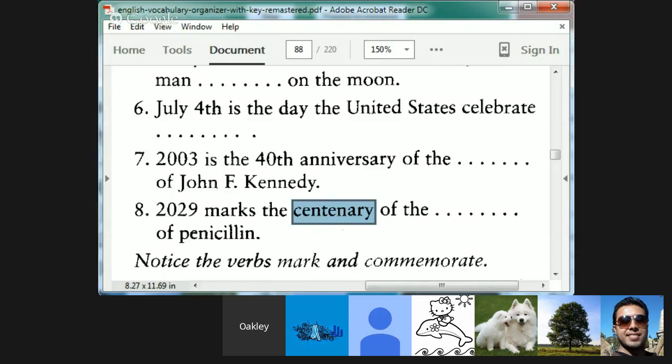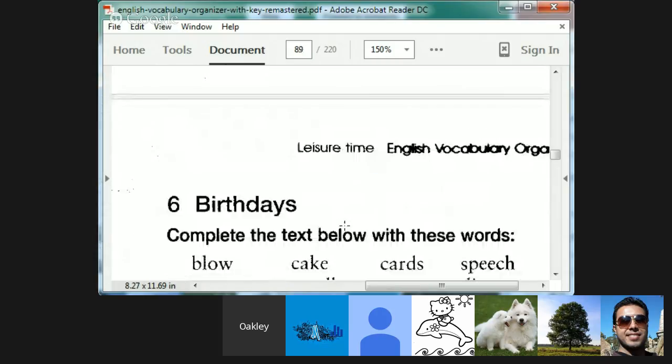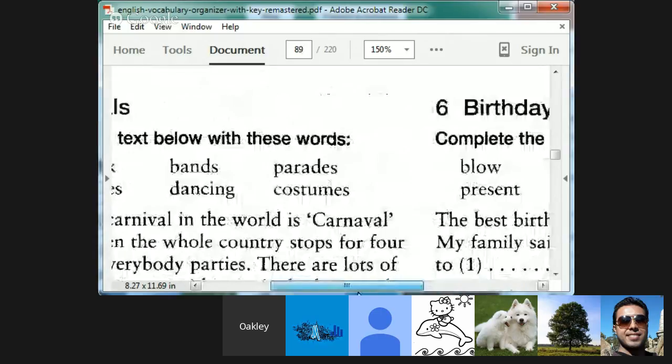And what is a centenary? Do you know? Do you know what that means? It means that it's 100 years. Exactly. That's right. So the noun is century. Centenary is also a noun, and centennial is the adjective. In 1976, the United States had the bicentennial, 200 years.